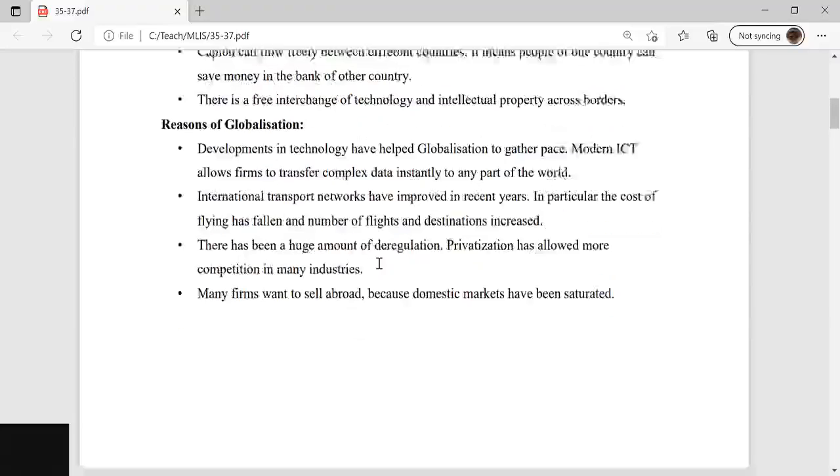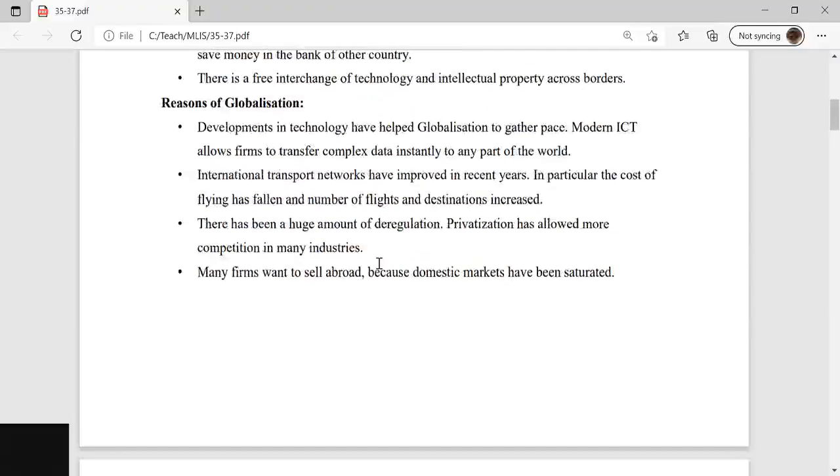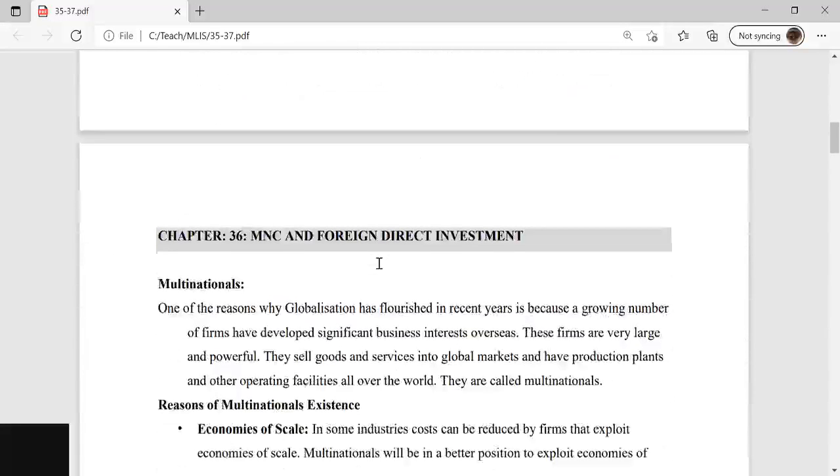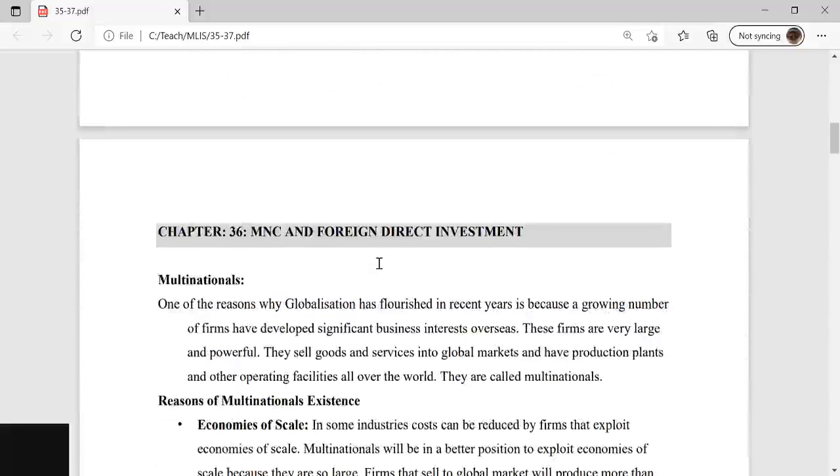Then many firms are trying to sell abroad because the domestic market is saturated. Okay, did you get it? In the home country, the customers are already matured. There is no new possibility of any kind of sales. So if we can sell abroad, then we can increase the sales. That's why the firms are trying to sell abroad. Right? Okay. So I'm very briefly going through all the chapters. I'm moving to the next chapter.